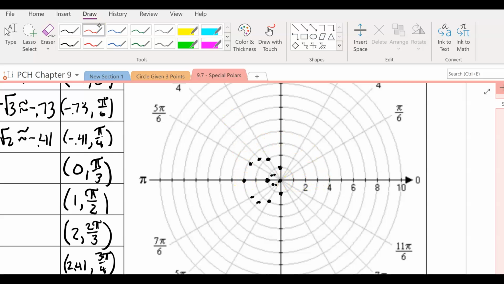And if we connect this all, we should get our limaçon, which looks something like that. So not too bad. All right.